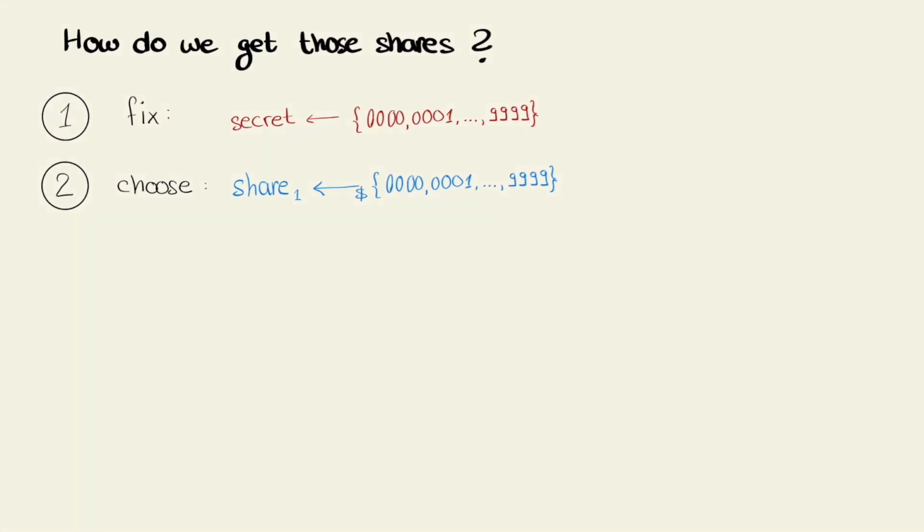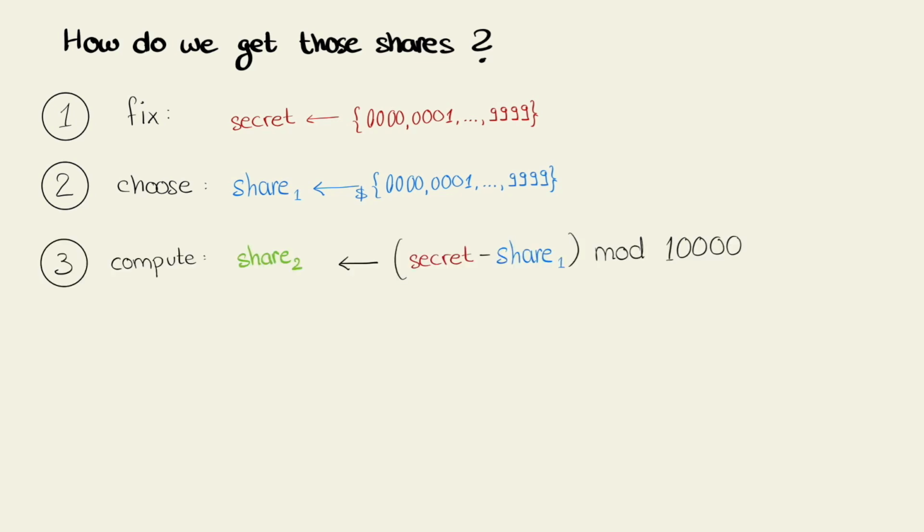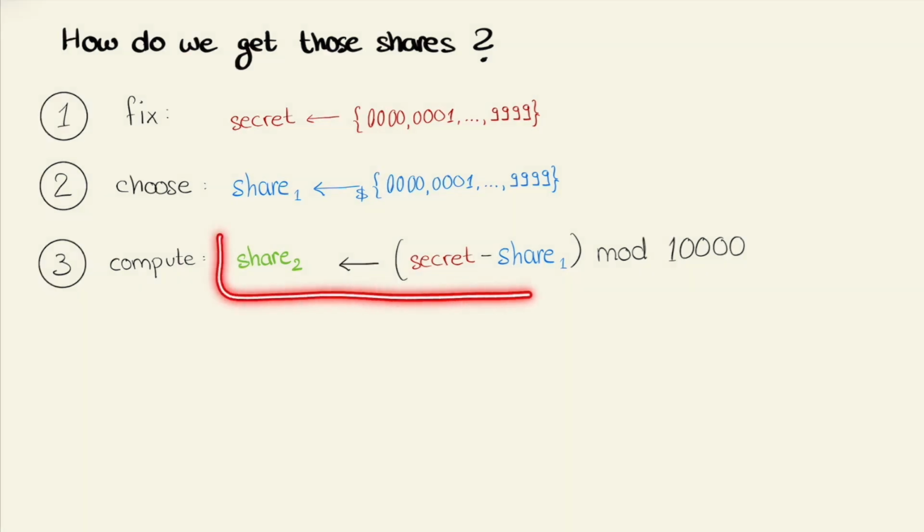Now, given the secret and the first share, we can compute the second share such that the resulting shares together will result in the secret. For this, we just compute the value given by this formula here.